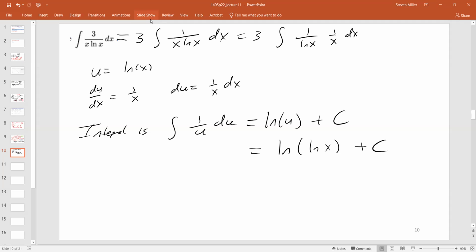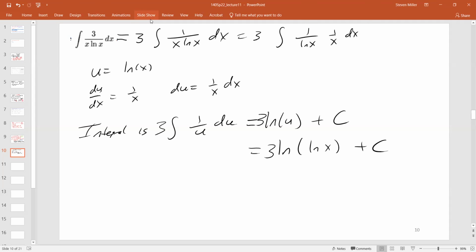And so, you're right. The 3 is along for the ride. Does the 3 have to hit the c? No, because the c is an arbitrary constant. Any questions on this one?